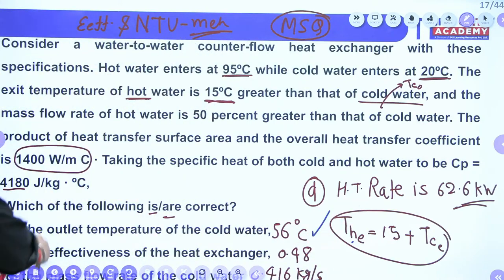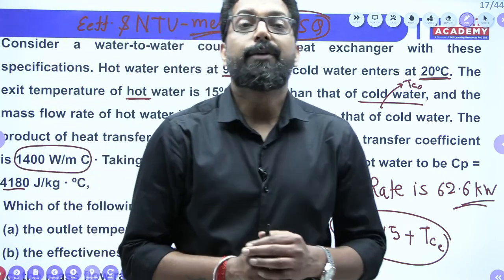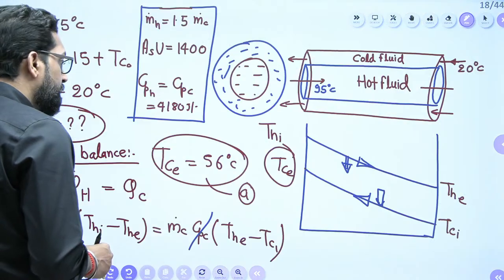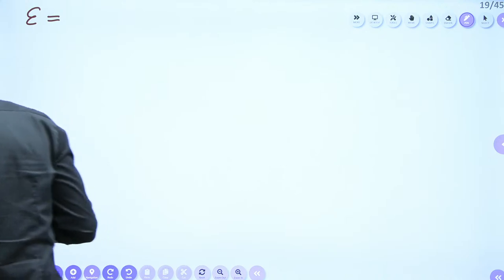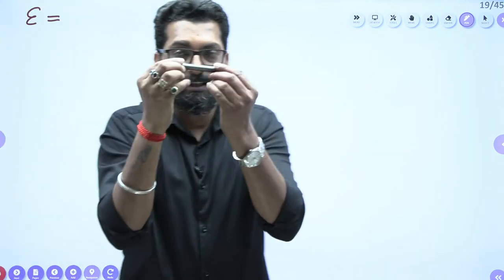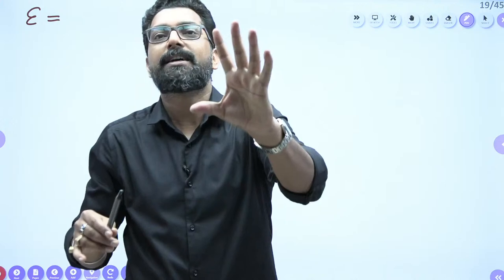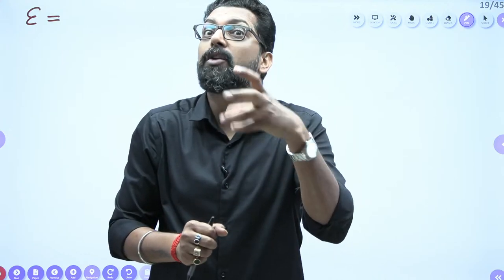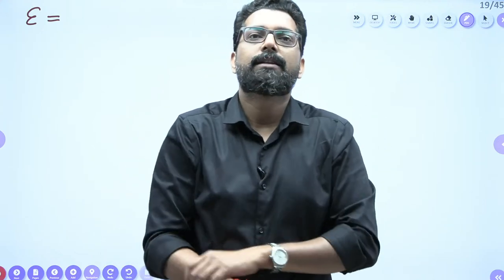Now the next option, the effectiveness of the heat exchanger. See, my dear, what is the effectiveness of the heat exchanger? Very important. When there is a heat exchanger, what is the actual heat that will transfer, and what is the maximum heat that can transfer? The effectiveness is what you actually achieve and what the maximum you can achieve. That ratio is known as the effectiveness of anything.